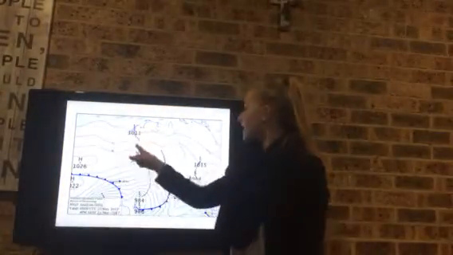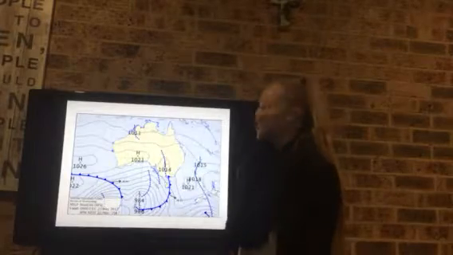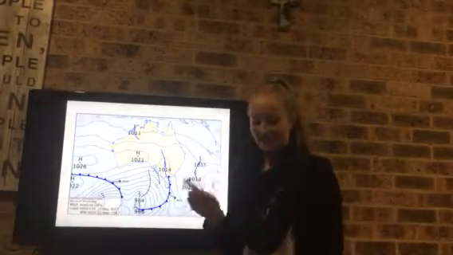On our other graph, we can see them here. High pressure, low pressure, low pressure. That's the first thing that we need to look for. Step 2.